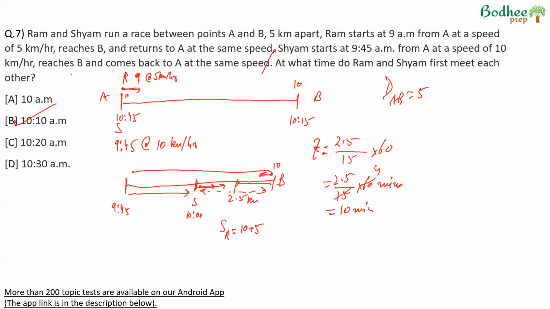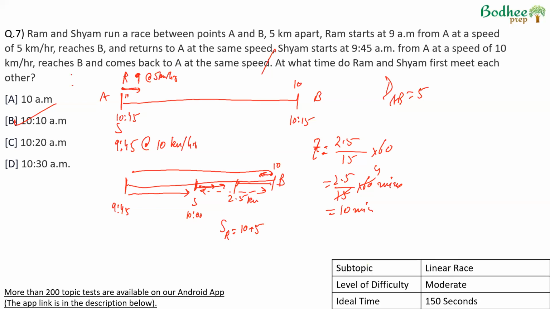Again, since the first meeting was to be found out, I'd say easy to moderate level of difficulty at best. Solving time of 2.5 minutes should be good enough.